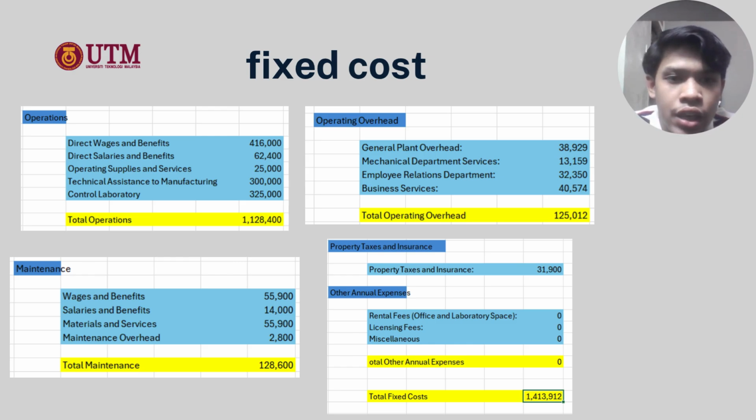Then for operating overhead, including general plant overhead, mechanical department service, and employee relations, they have spent about 125,000. Then for maintenance of the plant it is 128,000. Then we move to property tax and insurance. They have spent about 31,000, and then we total up to get the total of the fixed cost that they have spent.